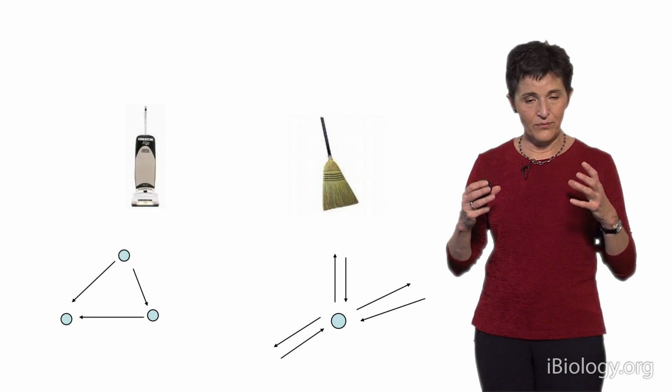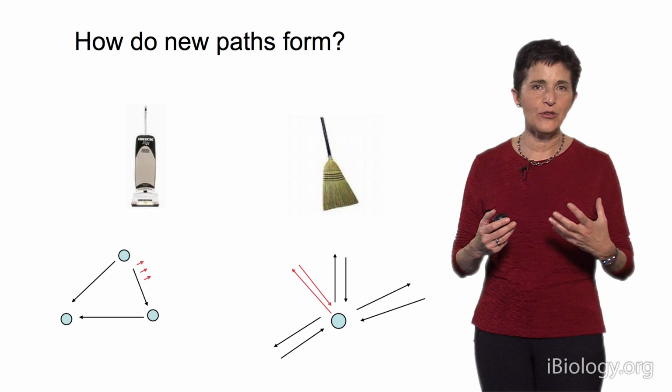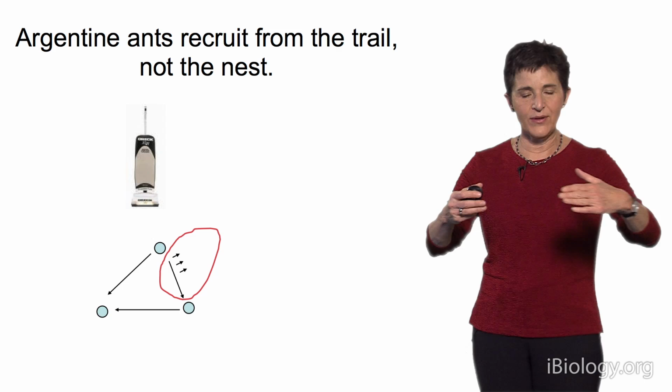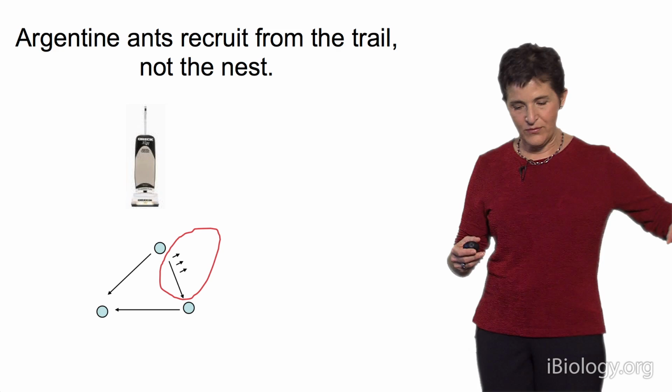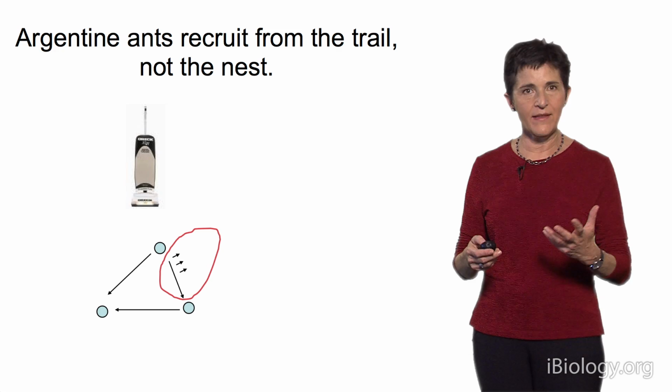And one of the things that we've been studying is how new paths form, and we find that Argentine ants actually recruit from the trail, not the nest. That is, they create a large network like the vacuum cleaner going around. If you're operating a vacuum cleaner, instead of going all the way back to a corner of the room all the time, you keep moving the vacuum cleaner from wherever you are, and that's the way that Argentine ants work also.